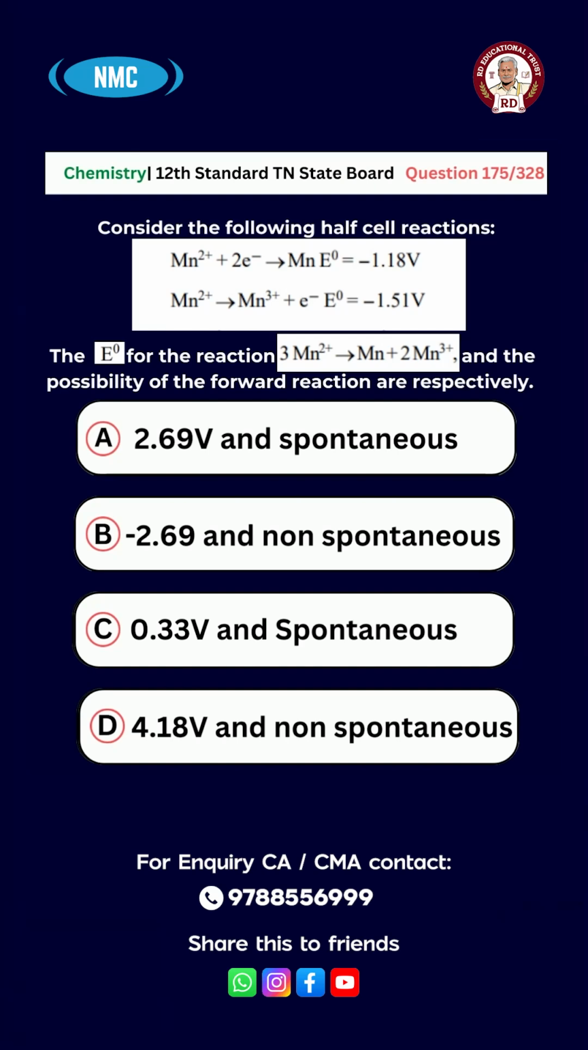forward reaction are respectively: option A, 2.69 V, spontaneous; option B, -2.69 V, non-spontaneous; option C, 0.33 V, spontaneous; option D, 4.18 V, non-spontaneous. The correct option is option B, -2.69 V, non-spontaneous.